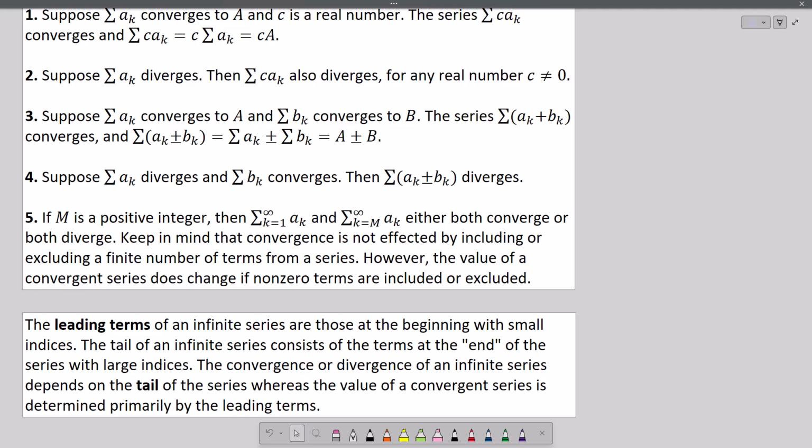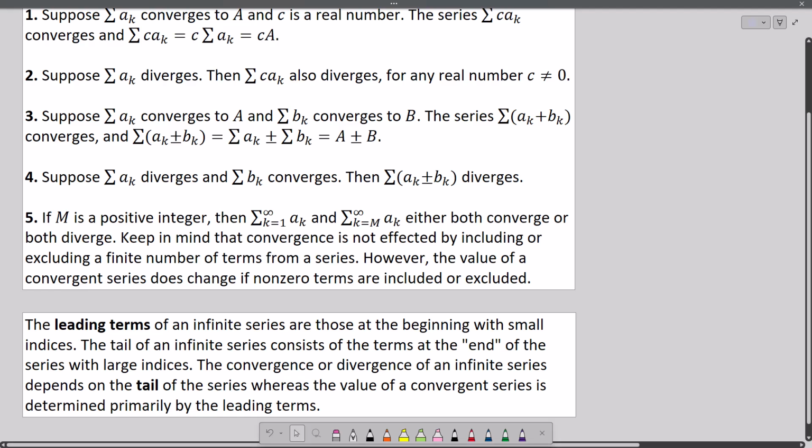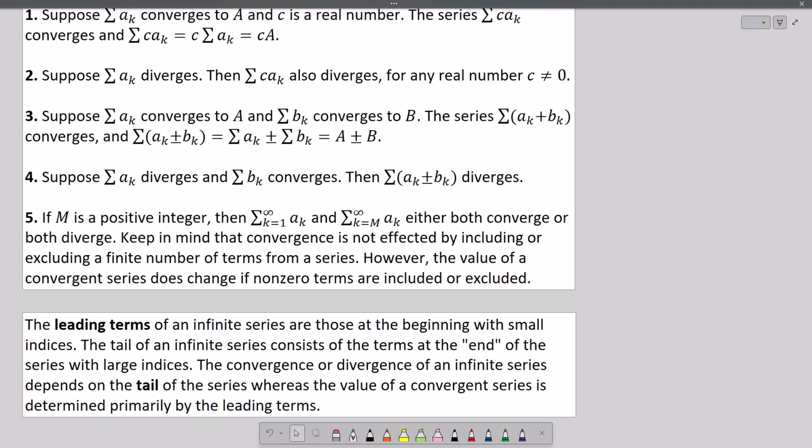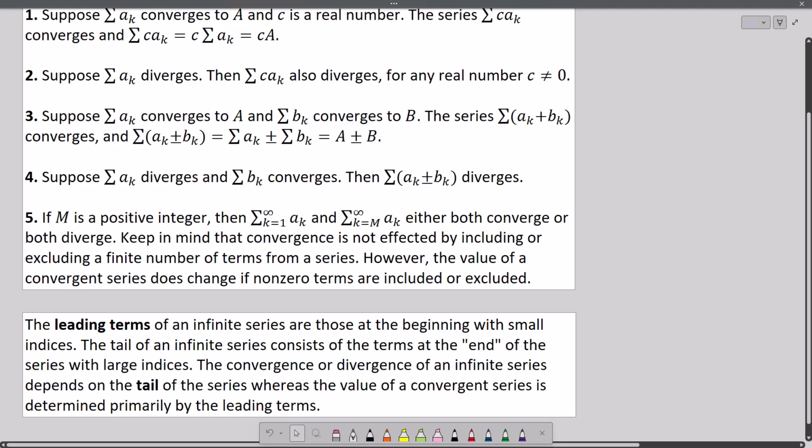This one we've talked a lot about already. If we have a series and you chop off the leading terms, so you just start further on down into the series, both are going to converge or both diverge. So if you chop off the leading finite number of terms, you have not changed convergence or divergence. Can't change it.